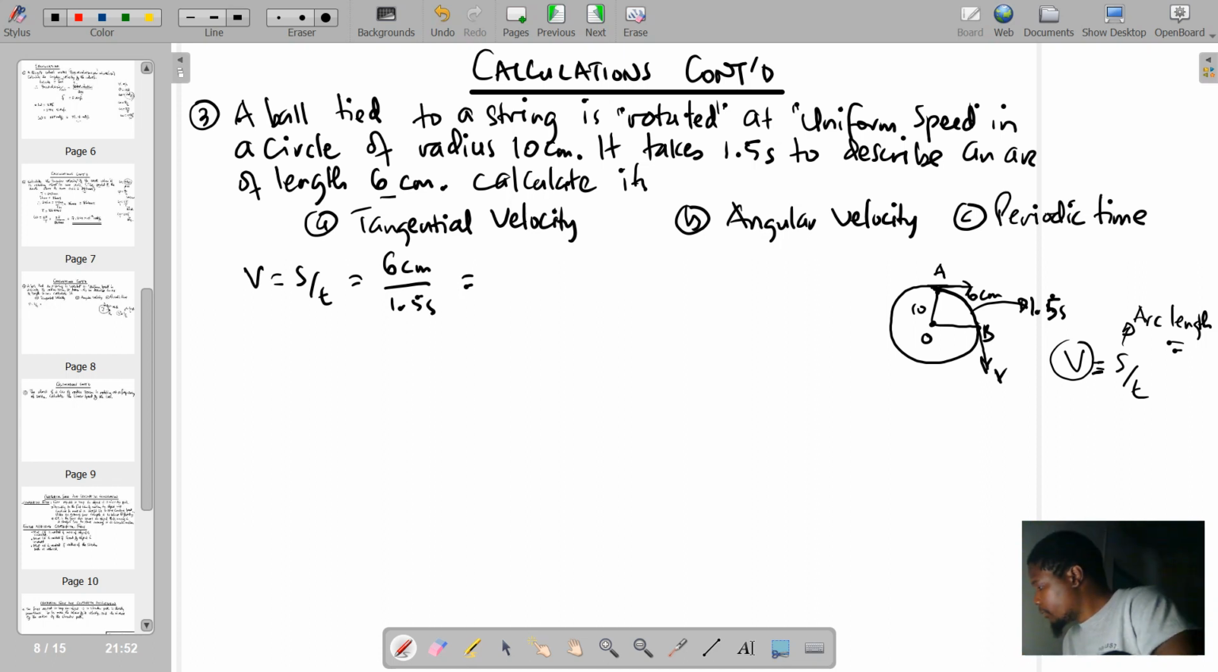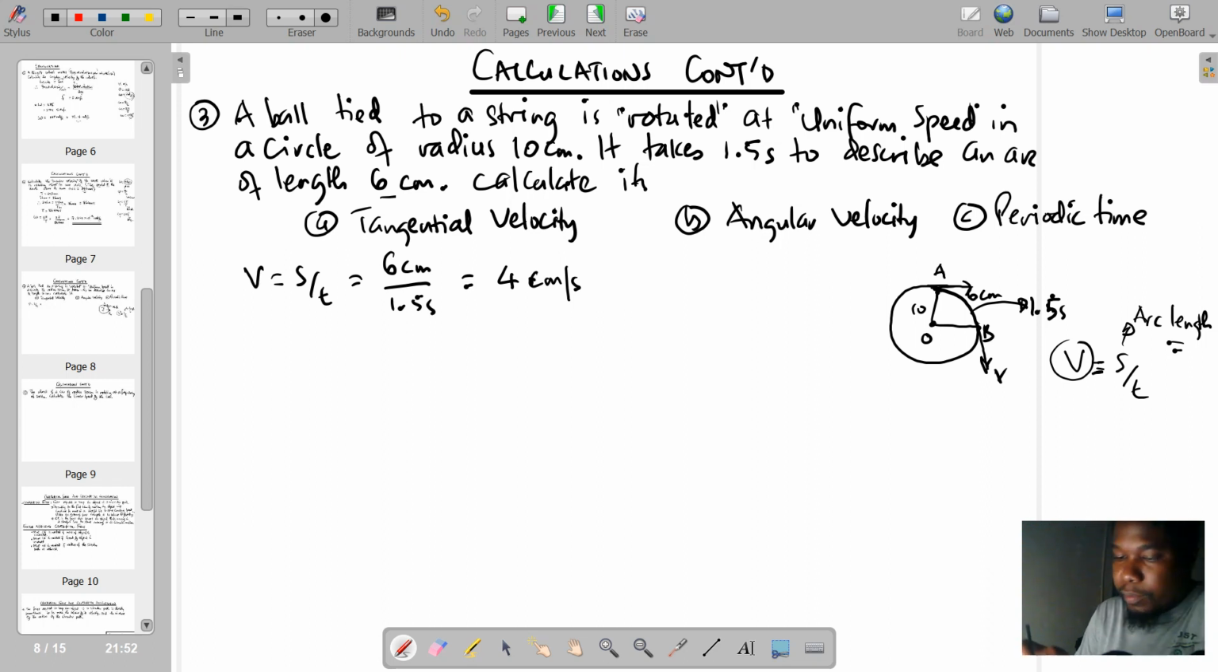Okay, 6 centimeters divided by 1.5 seconds. If we divide those two, 6 divided by 1.5, what we get is 4. Okay, 4 centimeters per second. All right, so you can convert that to meters and also see what you will get after that.